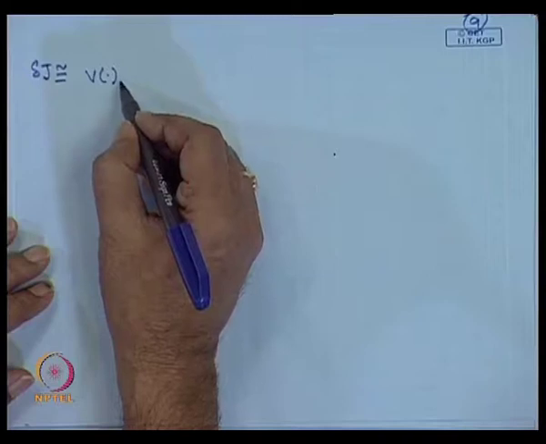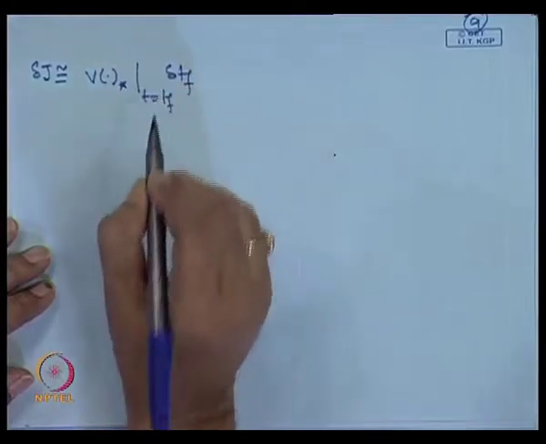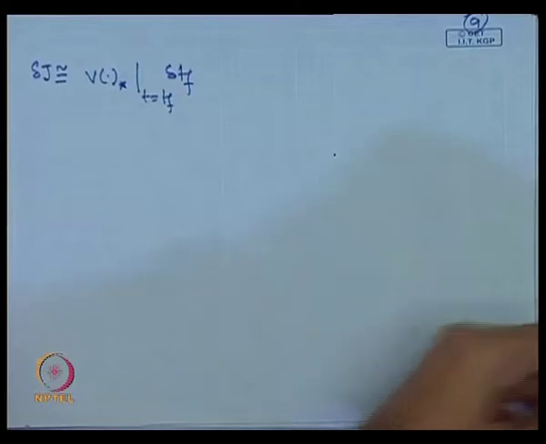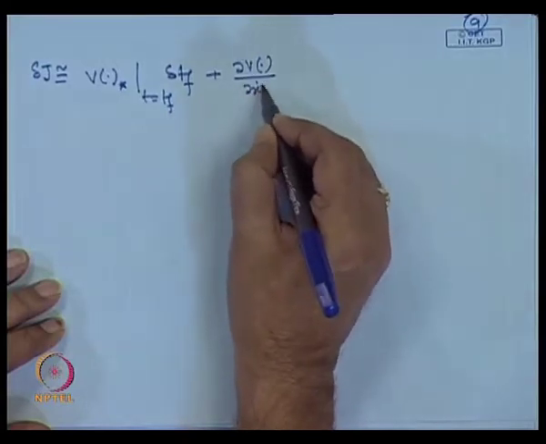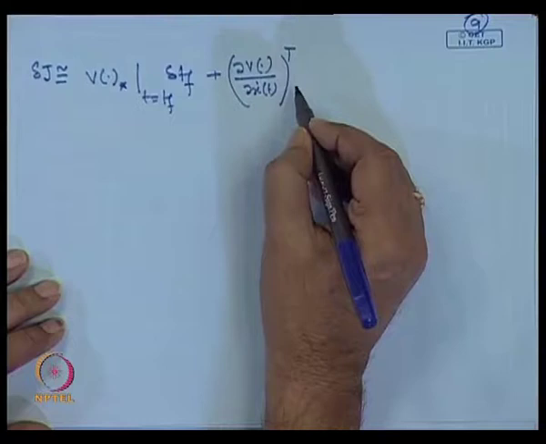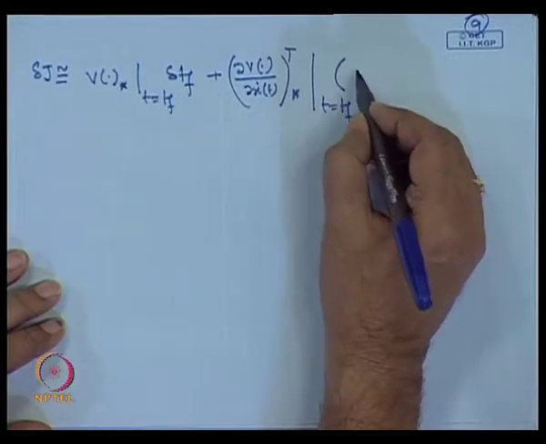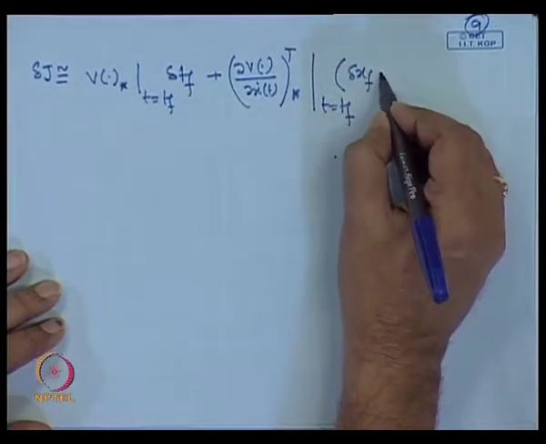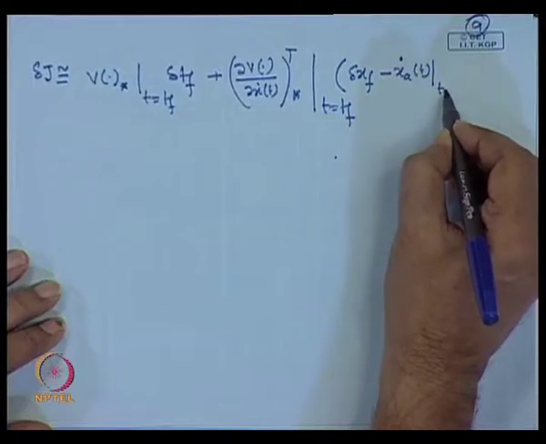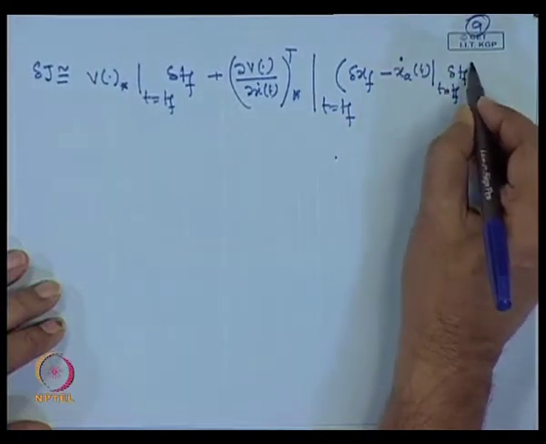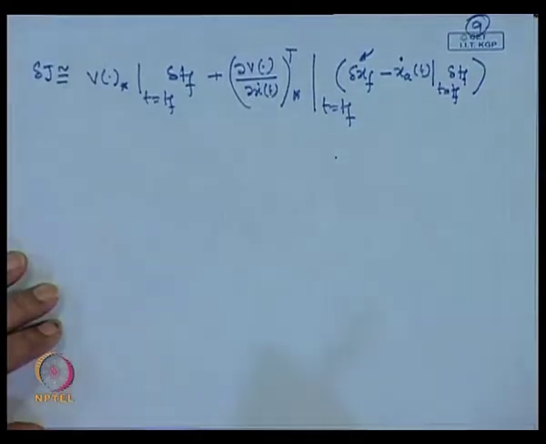star at t is equal to T f, delta T f, agree, plus del V dot del x dot at t, whole transpose, then star at t is equal to T f, into delta x f minus x a dot of t at t is equal to T f, delta T f.